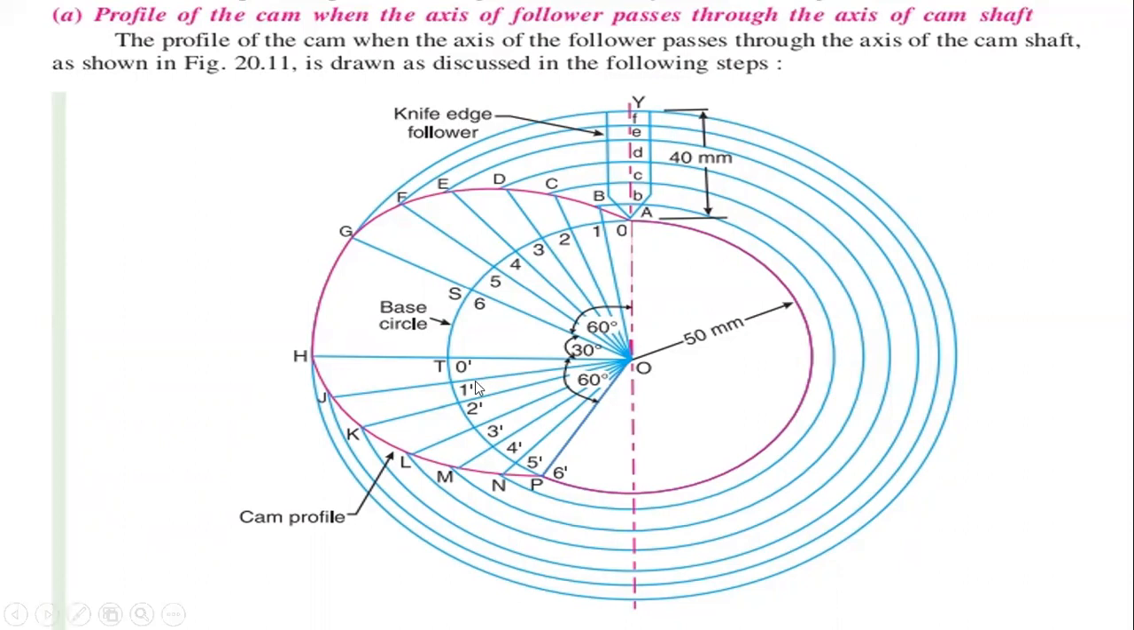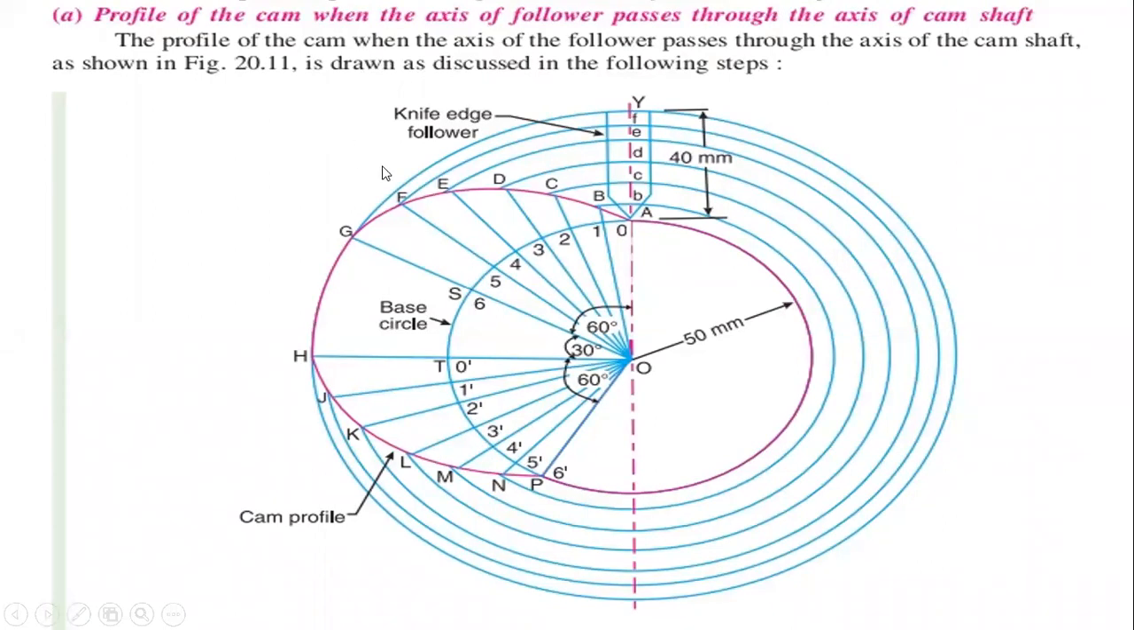Then divide that from that line to 60 degrees, that is the return stroke. So the return stroke is the 60 degrees angle. Then divide this line to 60 degrees and divide it into 6 equal parts as we did in the displacement diagram.